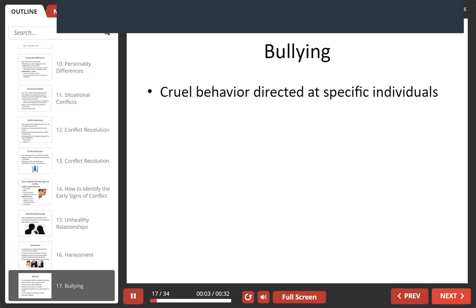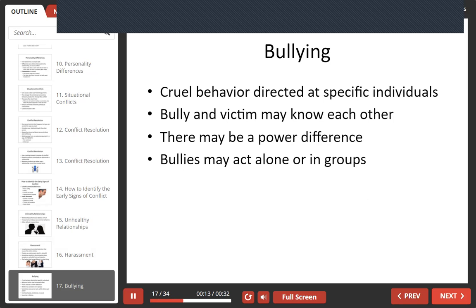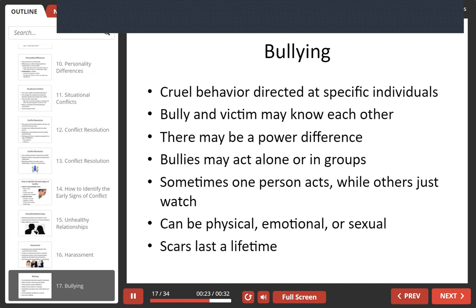Bullying is cruel behavior directed at a specific individual or group. The bully and victim may know each other, and there may be a power difference. Bullies may act alone or in groups, and sometimes one person acts while others just watch. Both are equally bad. This can be physical, emotional, or sexual. Scars last a lifetime. Whether it's physical, mental, emotional, sexual, or verbal, it doesn't matter. They all last a lifetime.